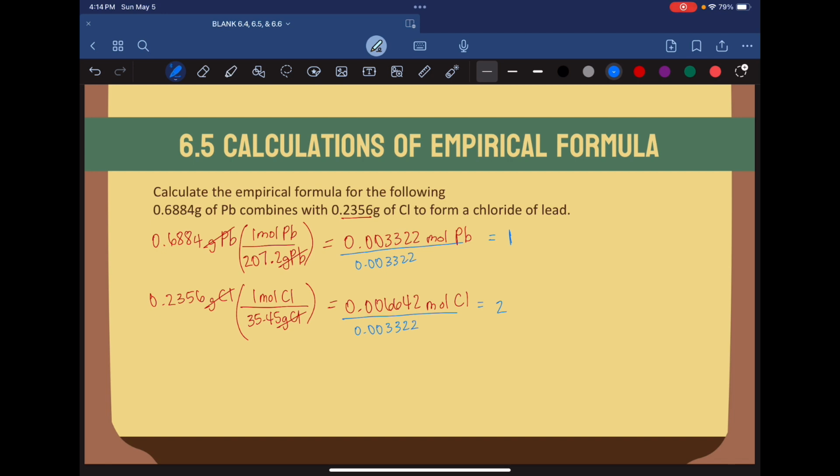So now, what do these numbers actually tell me? Well, they give me the empirical formula. This is saying I have 1 lead and I have 2 chlorine. So my empirical formula is PbCl2. Congratulations, you just calculated your first empirical formula.